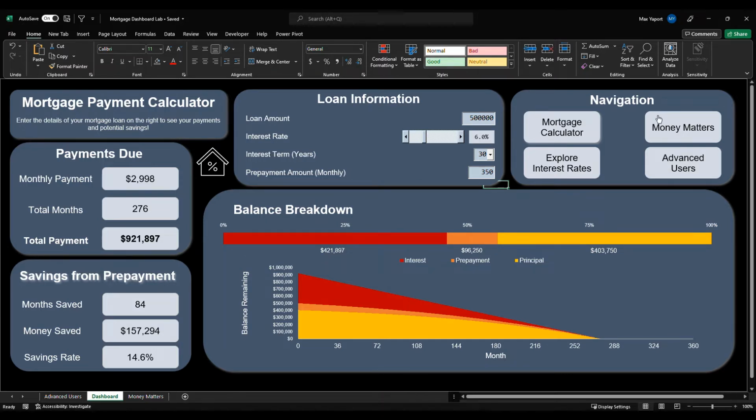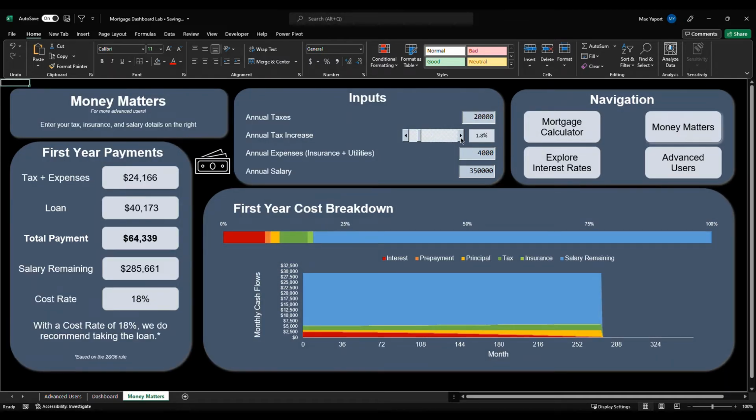So moving over here to our navigation tab, we're currently in the mortgage calculator page, which is labeled main page, and over here money matters. For more advanced users, we can add taxes, insurance, and salaries.